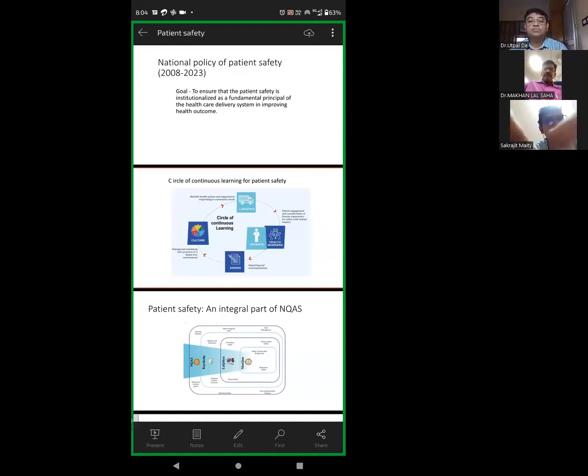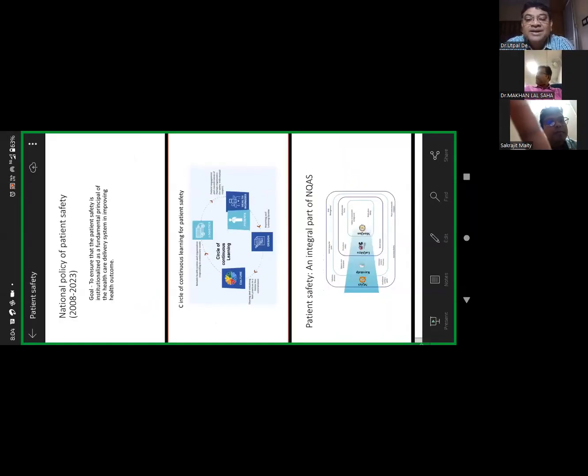Sir, I cannot see it. Slide. You can see the slide. Can you make it full? You cannot see the screen? No, it's visible, but yeah.